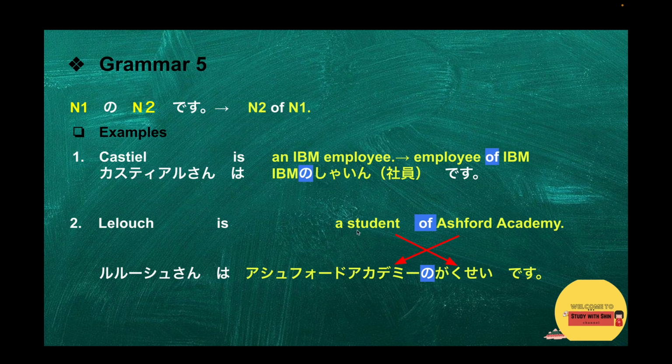But here, I hope you understand what I'm trying to say. A student of Ashford Academy, how do we say that in Japanese? Ashford Academy no 学生. So, Lelouch is a student of Ashford Academy: ルルシュさんは Ashford Academy の学生です. Okay? If you don't know who Lelouch is, he's a character from Code Geass, which is also one of my favorite animes, by the way. If you like to learn Japanese or just casually watch some Japanese anime, I highly recommend Code Geass.